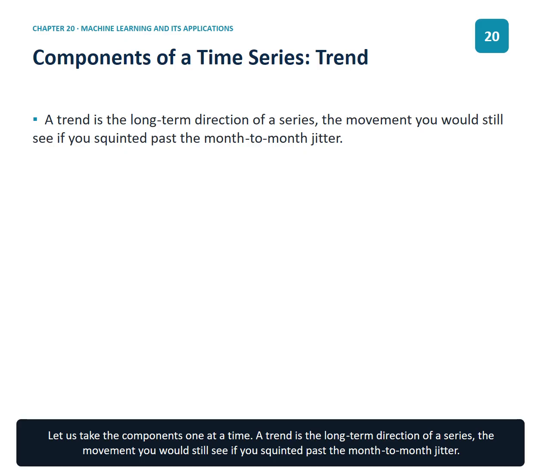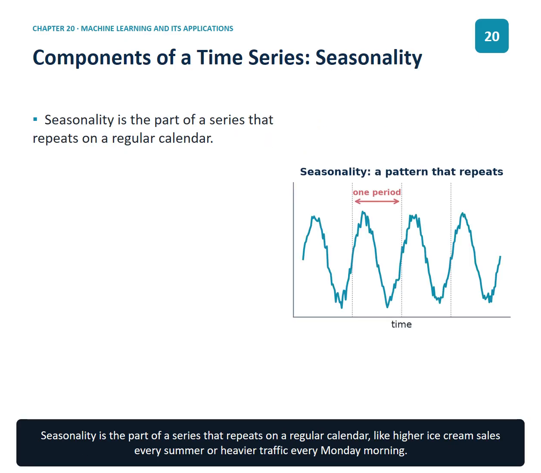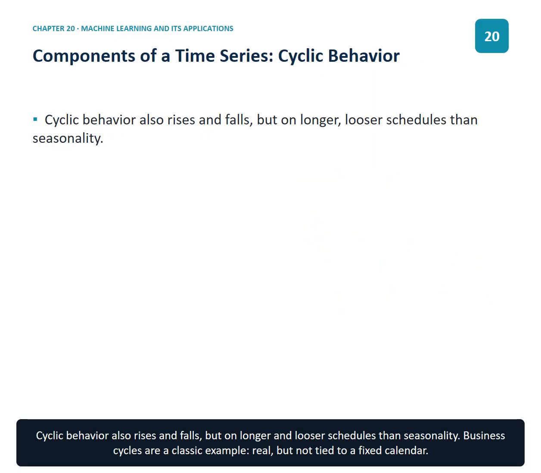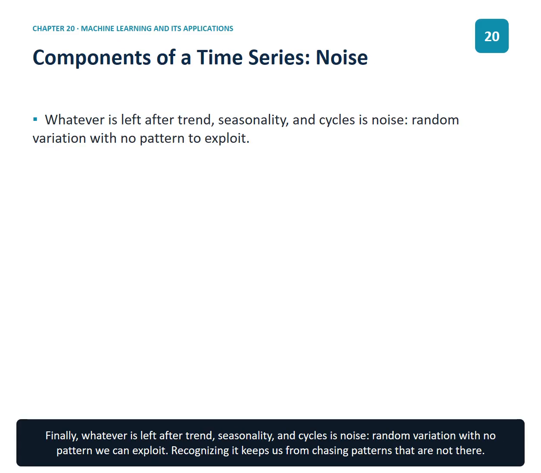A trend is the long-term direction of a series, the movement you would still see if you squinted past the month-to-month jitter. Seasonality is the part of a series that repeats on a regular calendar, like higher ice cream sales every summer or heavier traffic every Monday morning. Cyclic behavior also rises and falls, but on longer and looser schedules than seasonality. Business cycles are a classic example, real but not tied to a fixed calendar. Finally, whatever is left after trend, seasonality, and cycles is noise, random variation with no pattern we can exploit. Recognizing it keeps us from chasing patterns that are not there.